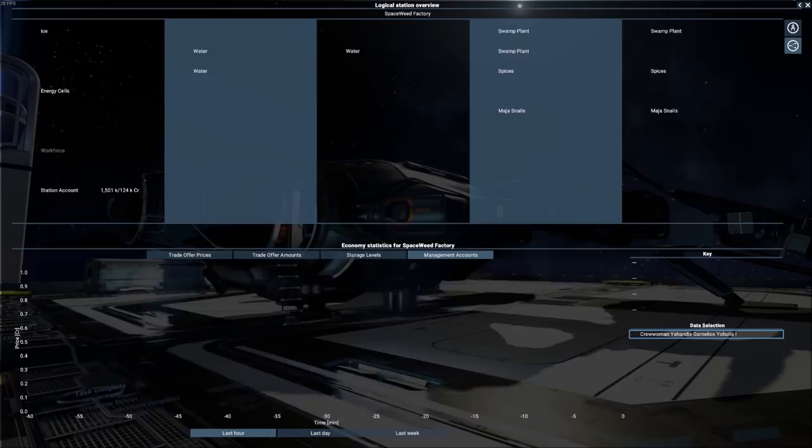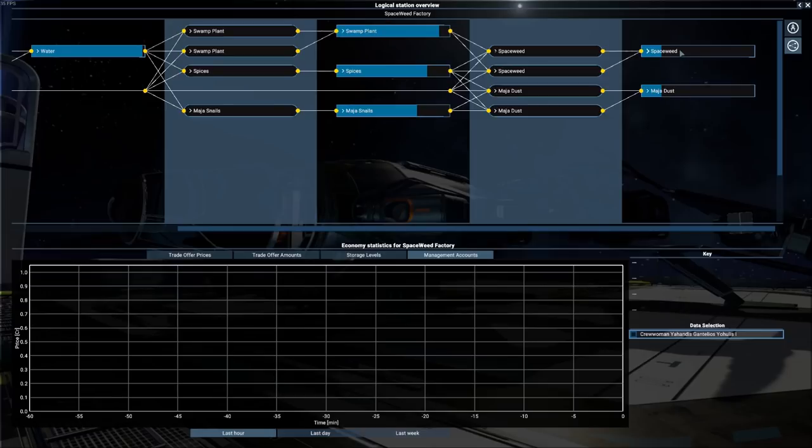If we come in under logical overview, you can see on the far right our two products that we are exporting and are great money makers for us. Okay, those are the two products, the space weed and the Maha dust.